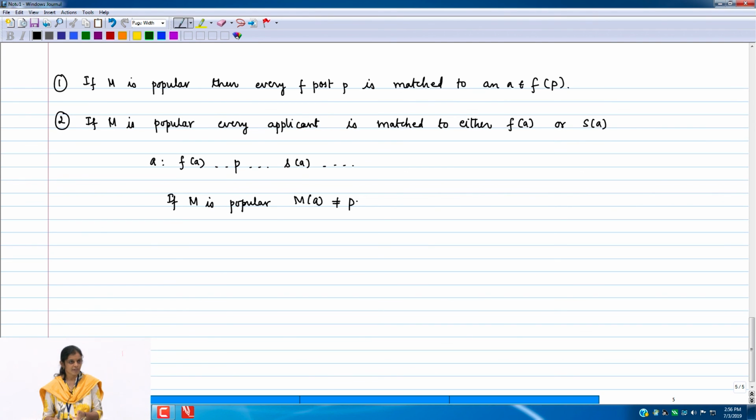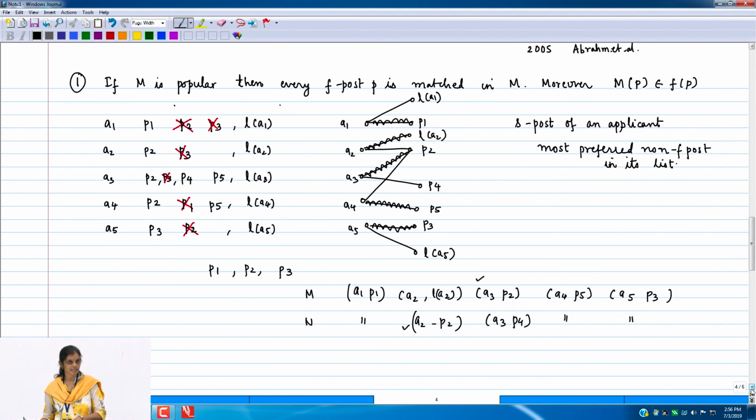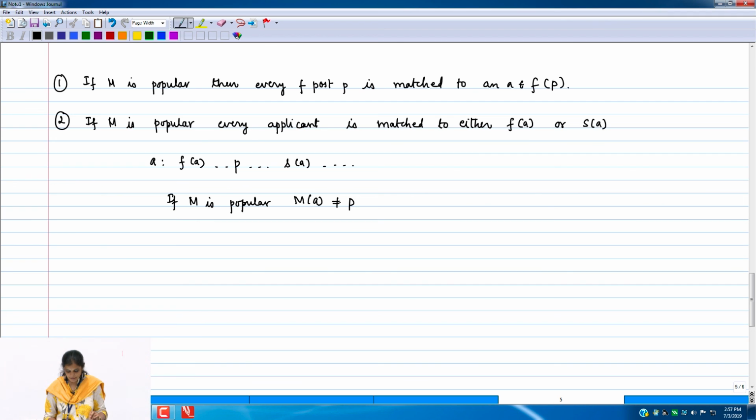So if it is matched to its FA or SA, I am done. The only possibilities are it is between FA and SA, or it is strictly worse than SA. There can be things like in our example, this P5 is strictly worse than S of A3. So we would like to show that a popular matching cannot match it to that. So if M is popular, then M of A cannot be equal to P. First we will argue that it cannot be strictly nested between F of A and S of A. So again we will ask, what happens if it is nested between F of A and S of A?